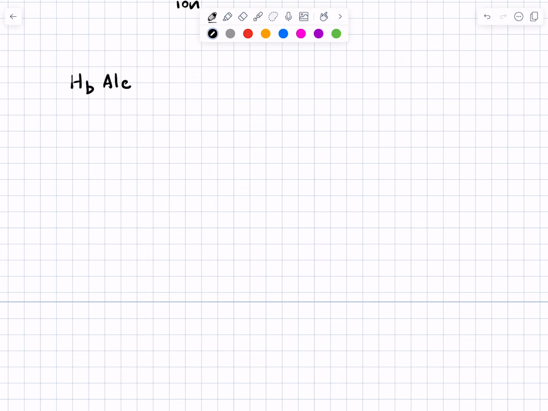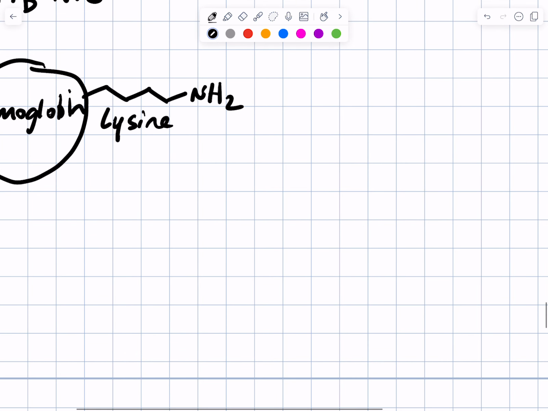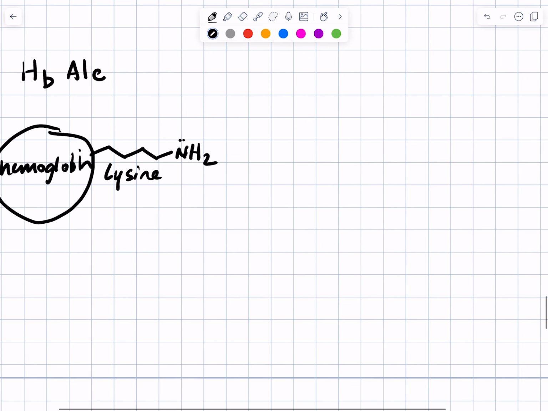Okay, HB stands for hemoglobin, and A1C stands for a modified form of hemoglobin. Here is the blob of hemoglobin. Well, I'm not going to draw out its three-dimensional structure because you don't want me to. But you should know that hemoglobin has amino groups on it. This is something that you will learn is the side chain of lysine, which is an amino acid, and it has a primary amine group on it.